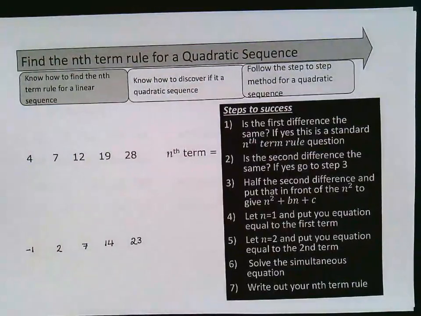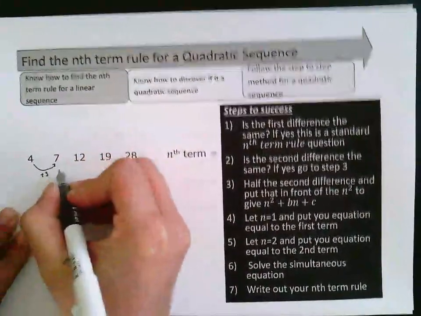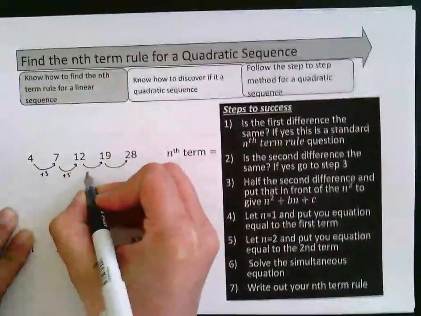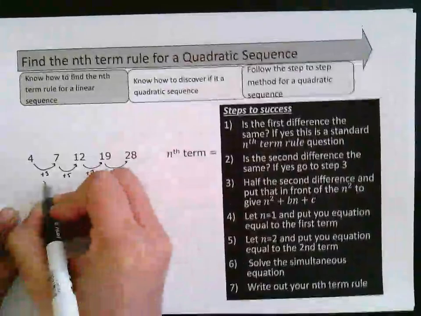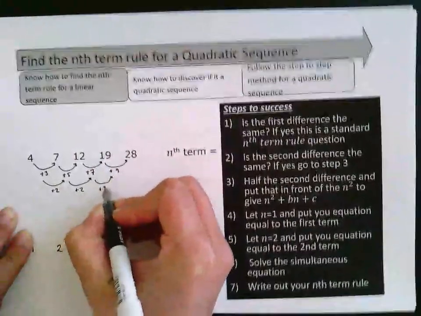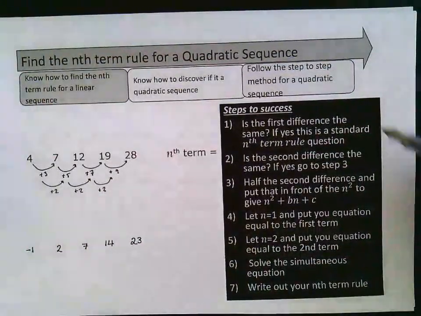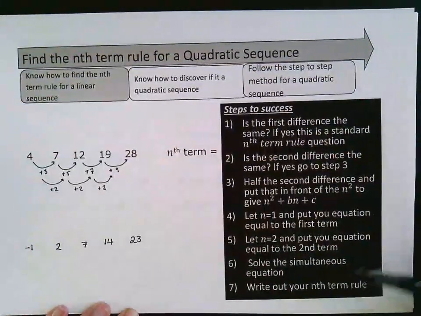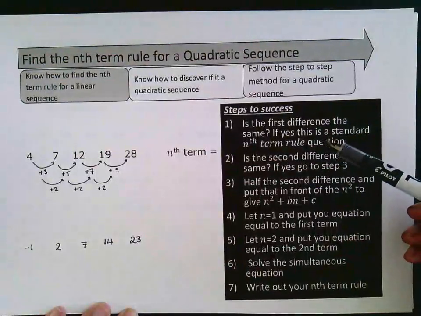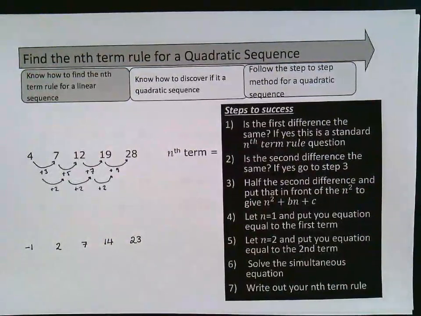Let's get back to that one we just had. So we worked out the difference here was 3, 5, 7, 9. So the second difference goes up in 2. That tells us it's a quadratic sequence. Now you may have noticed at the side I've got the steps to success. For these first few, I'm really only going to be doing sections 1, 2 and 3. The last bit I will go on to when we get further through the video.